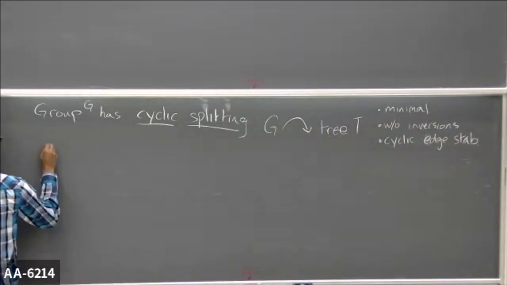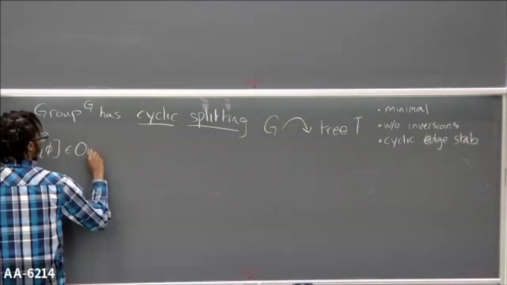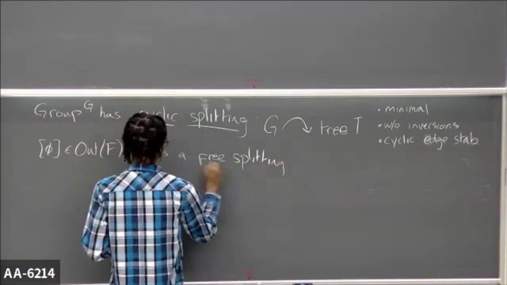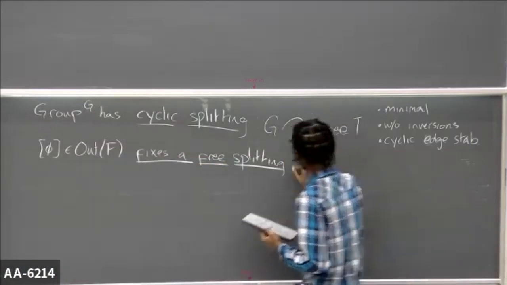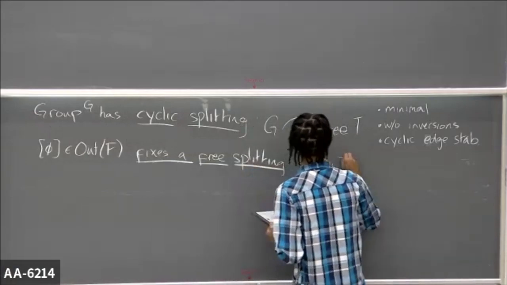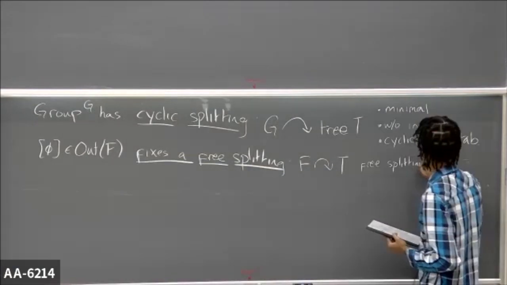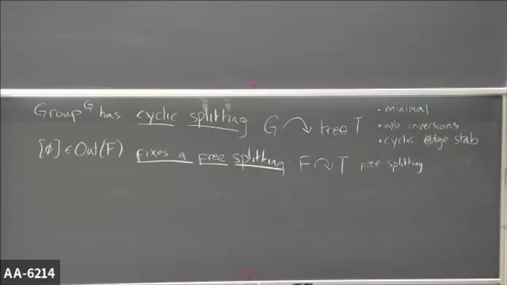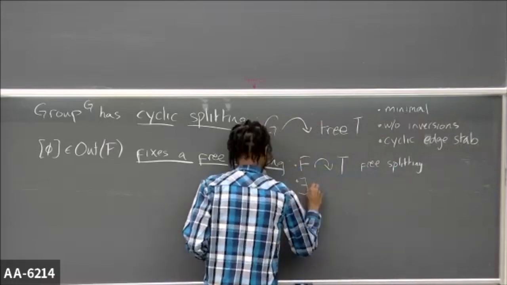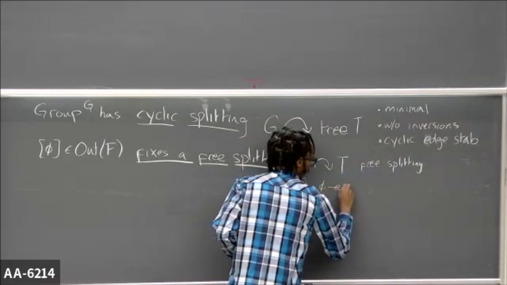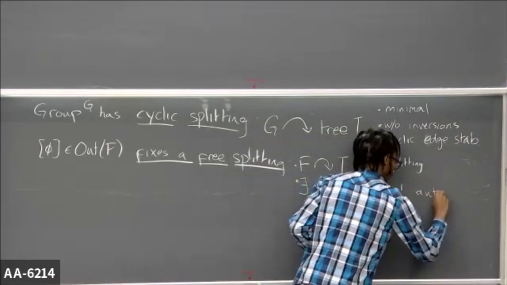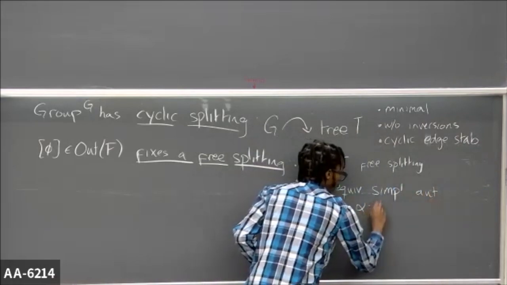Okay, we say an automorphism phi fixes a free splitting if F acts on T as a free splitting, that is minimal, without inversions and with trivial edge stabilizers, and there exists a phi-equivariant simplicial automorphism alpha from T to T.